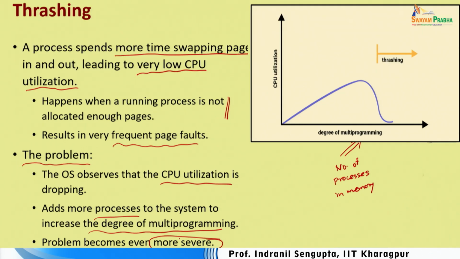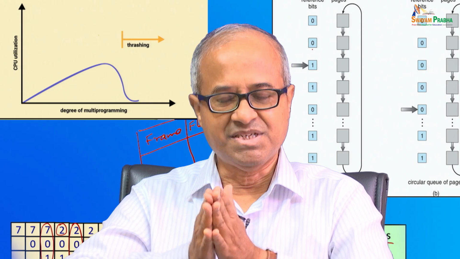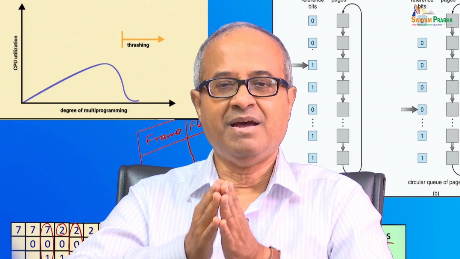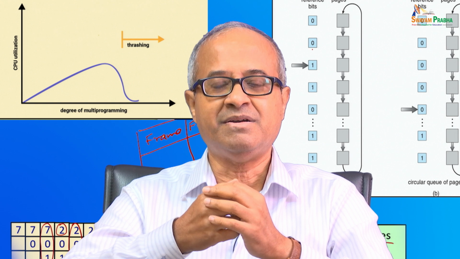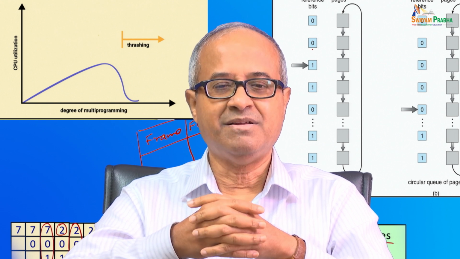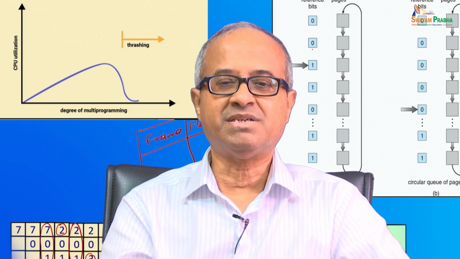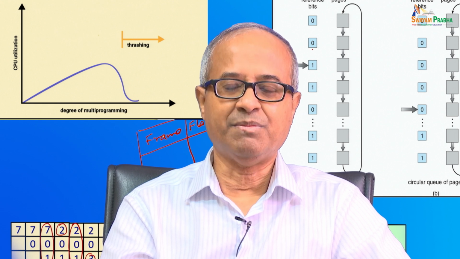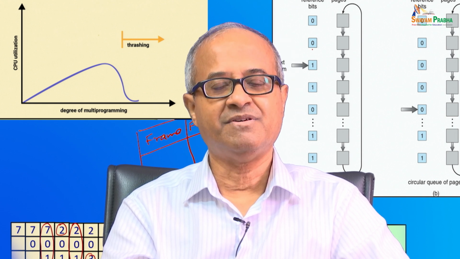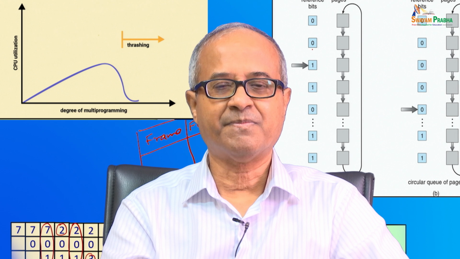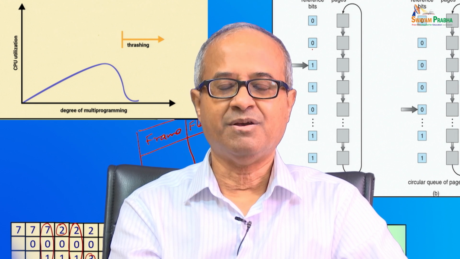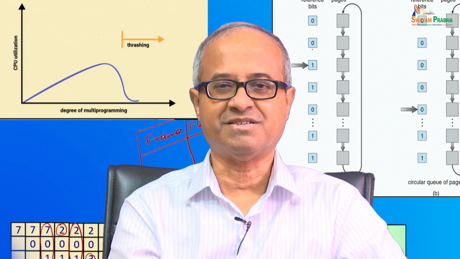Okay. So, with this we come to the end of this lecture, where we have discussed some of the page replacement algorithms, and at the end we discussed the problem of thrashing. So, we shall be continuing our discussion in the next lecture, where we shall be talking about some other aspects of virtual memory, following which we shall be moving to our next module on file systems.